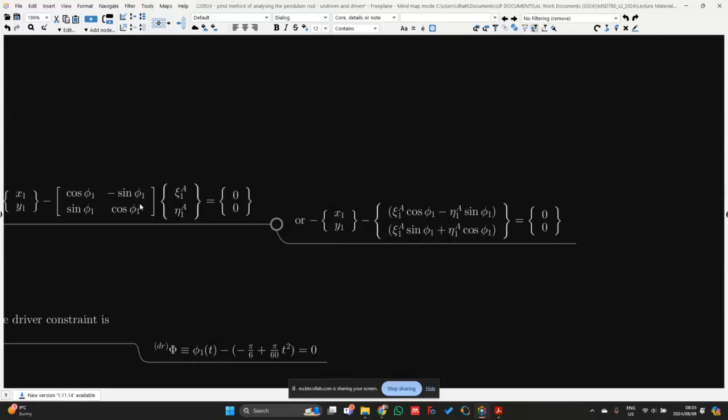If we combine the transformation matrix with this local coordinate vector over here, then we can simplify it a bit as well.